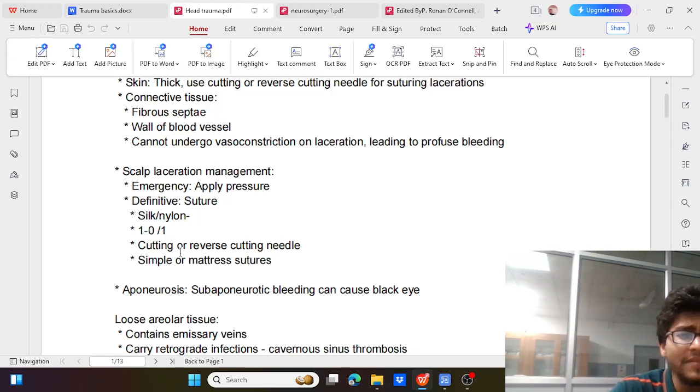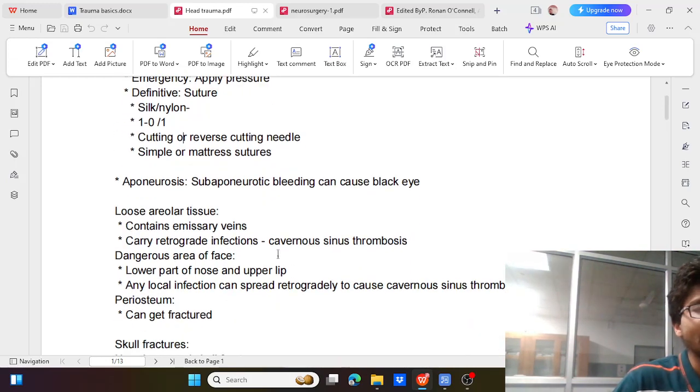And the needle which we use is a cutting needle. Why do we use a cutting needle? It could be either cutting or reverse cutting, because the skin is thick, and with a cutting needle we will be easily able to suture the wound. Because if it is non-cutting, like a round body needle, then the suturing is very difficult. The technique we use is simple or mattress suture depending on the scenario.